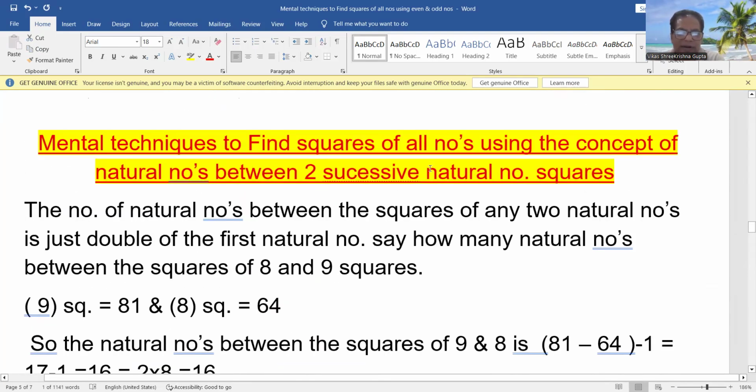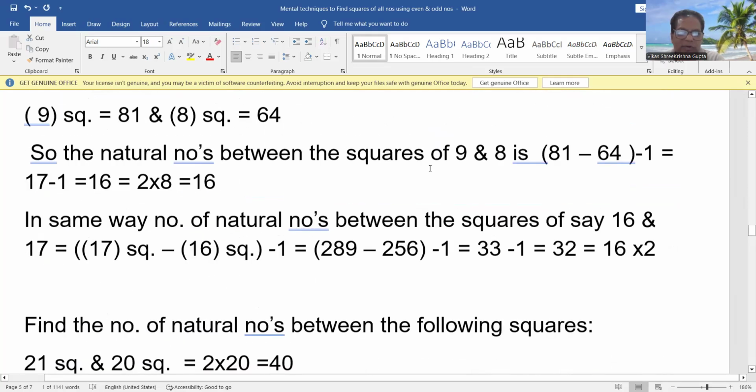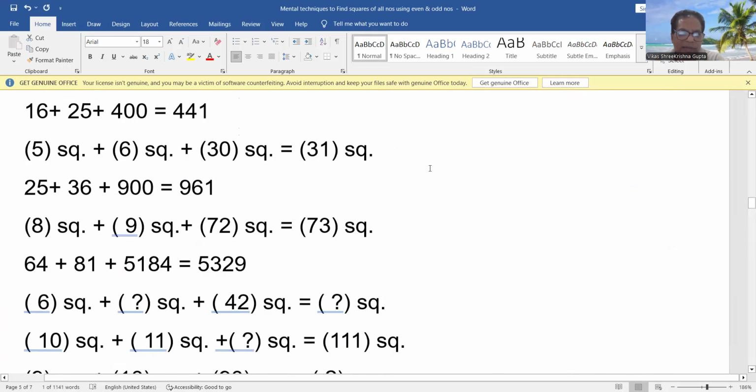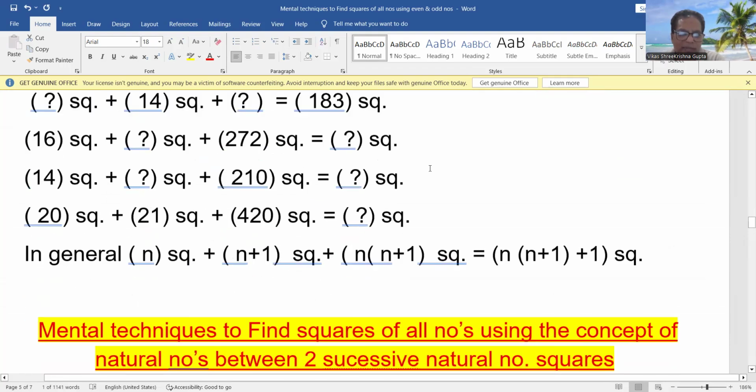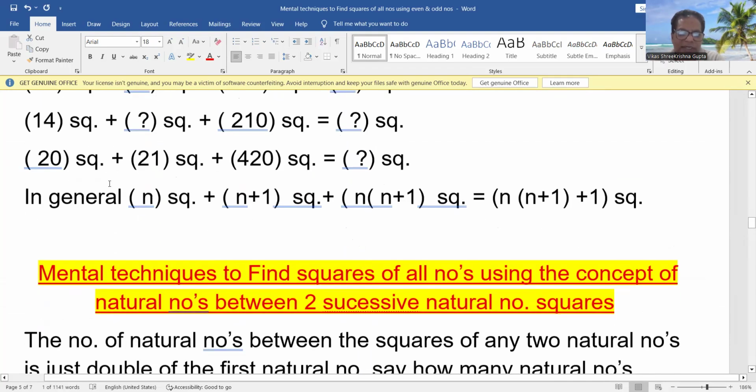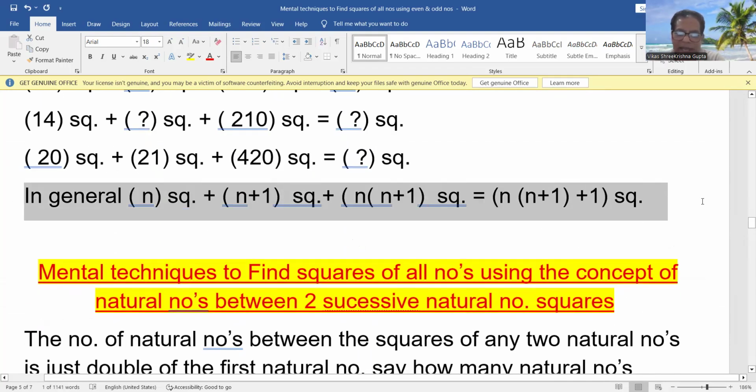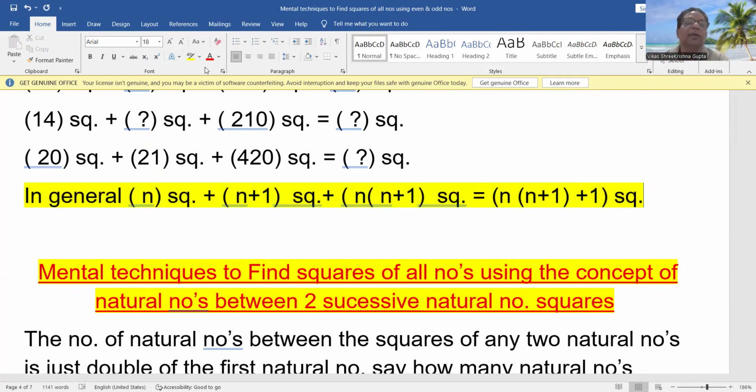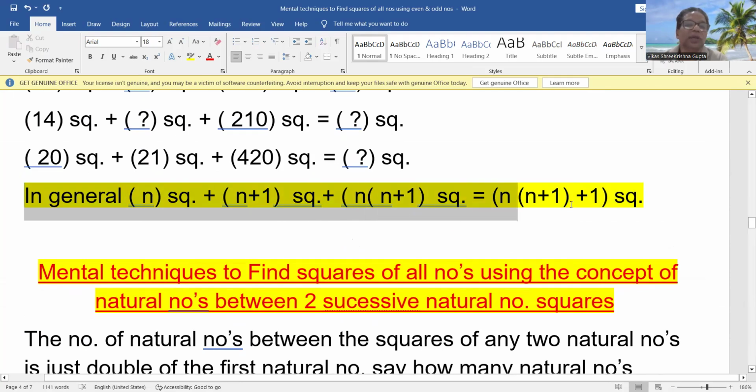And then again, this wonderful thing I have shown you, this table, this general formula I have given you, that in general, this is the general table I have given you. N square plus n, n square plus n plus 1 square plus n into n plus 1 square. Multiplying both these numbers will be equal to the square of n into n plus 1 square. So very wonderful technique I have shown you, and you can use this technique to solve all these equations.